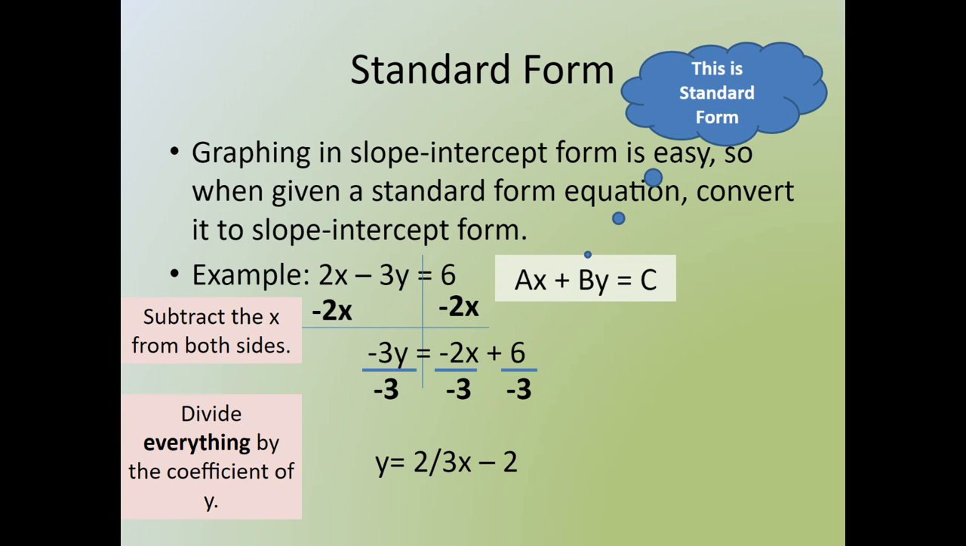Now, how did it become positive 2/3? Negative 2 divided by negative 3 gives us a positive product. So that's why it's positive 2/3. 6 divided by negative 3 gives us negative 2. So that's the slope-intercept form of the standard form 2x minus 3y equals 6.